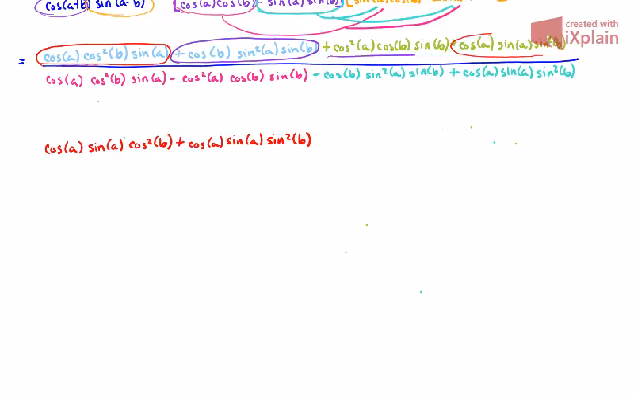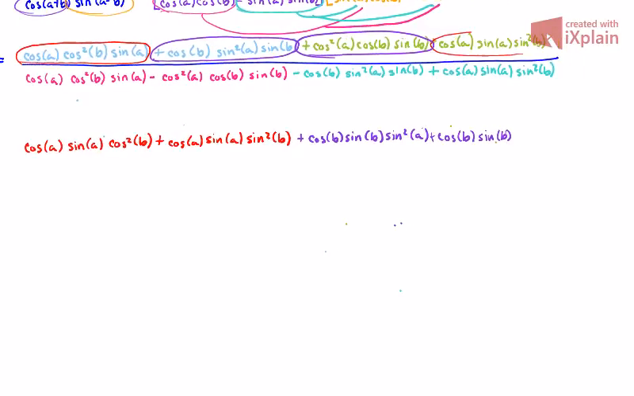I'm also going to note the following. Take a look at the other two terms here. Notice that both of them have a cosine B, sine B, and they also have a sine squared A and a cosine squared A. So I'm going to go ahead and just rewrite these in. So plus cosine of B sine B, sine squared of A, plus cosine B sine B.